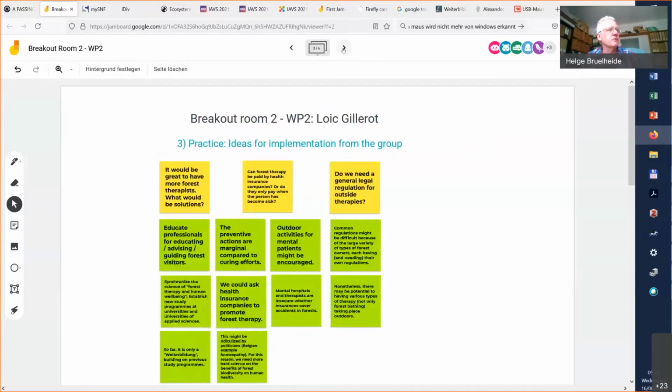Our third topic was about ideas for implementation. And this was mainly around forest therapy. So we thought that forest therapists would be a nice new profession in the future, and it needs study programs. So far, we have only advanced training, after having the first degree, in German Weiterbildung, but it would be great to make this a proper profession, maybe establishing its own study programs.